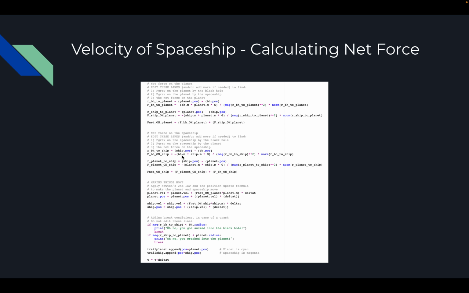Continuing forward, when I calculated net force, I calculated the force of the black hole on the planet and the force of the ship on the planet to get an F_net on the planet. And then I calculated the force of the black hole on the ship and the force of the planet on the ship to get an F_net on the ship. This allows me to graph both the orbit of the planet and the orbit of the ship to visualize. And right here are my planet and ship velocity and position update formulas, which I stated earlier. And this allows me to update the position at every increment.